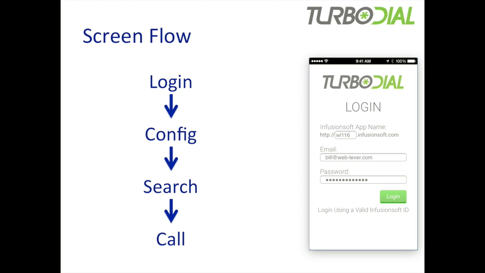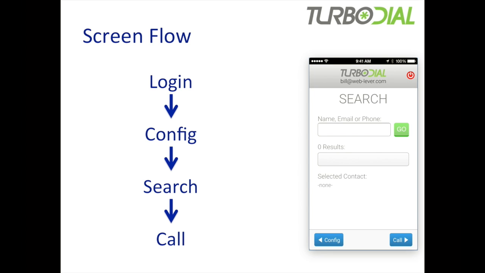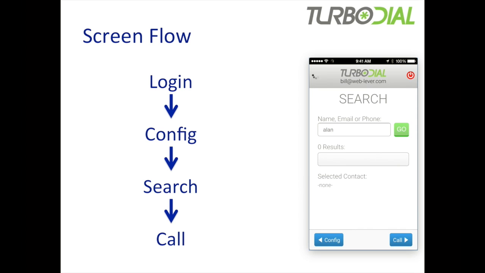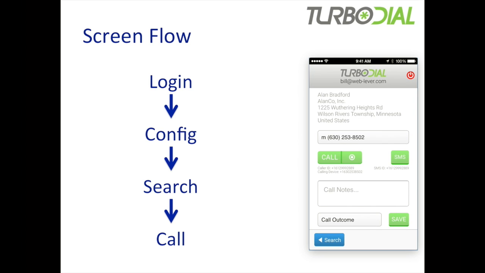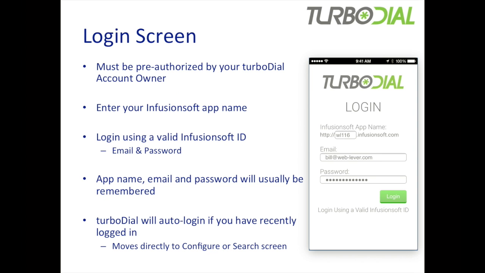Here's the login screen. If I enter my app name, my email, and password, I can log in. The first screen that I arrive at is my configure screen. I can set my caller ID, calling device, and SMS from ID. I can go to the search screen. I can type in the name of a contact, press go. A contact is selected. I can go to the call screen, and from here I can make calls, send text messages, etc. I'm going to go back to login, and we'll talk through this one by one.